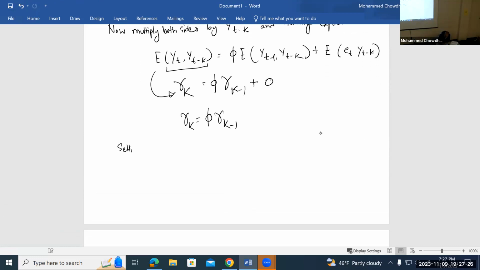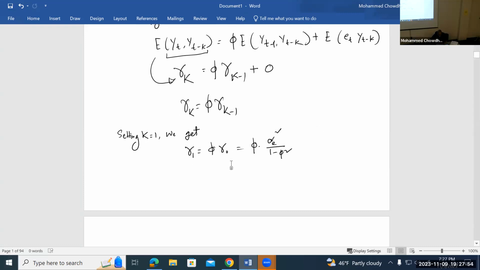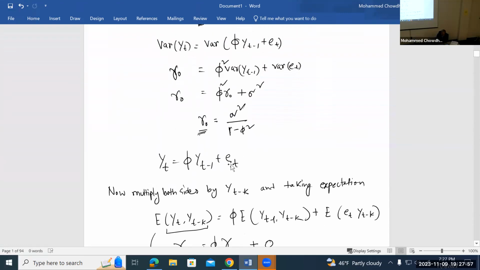Setting k equal to 1, we get this. Then this part is times sigma square over 1 minus phi square, which we obtained in the previous part. Here, 1 minus this part, I plug in there.